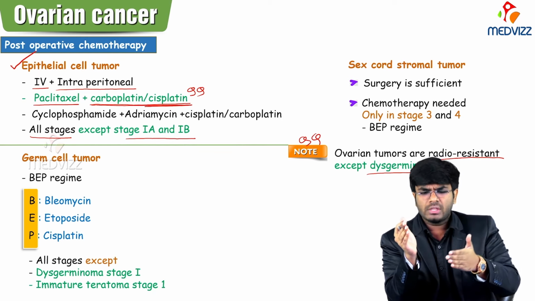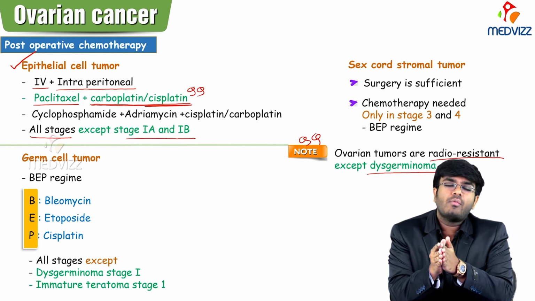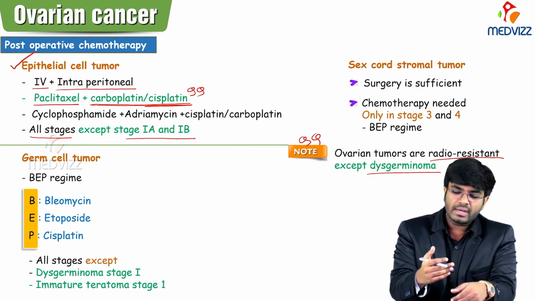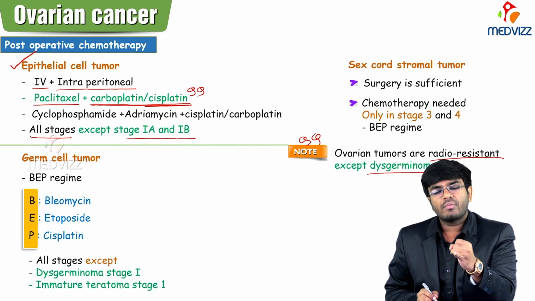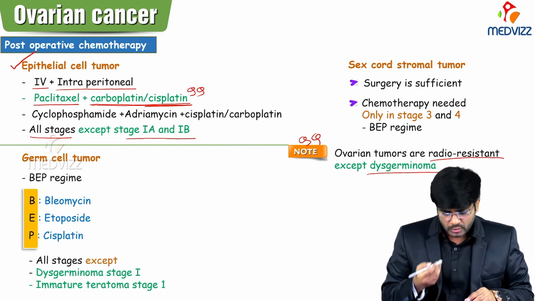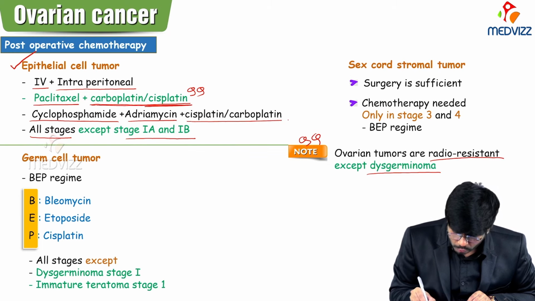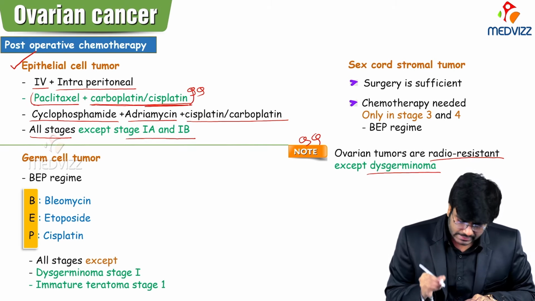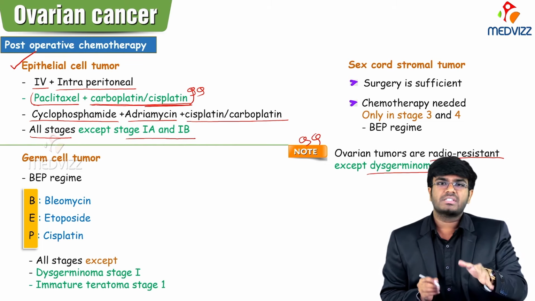The staging is the same for all the ovarian cancers. Except for stage 1A and 1B of epithelial ovarian cancers, you can give this post-operative chemotherapy for all the rest of the stages. So what are we giving? Paclitaxel along with the platin group of drugs, which includes cisplatin and carboplatin. Other than this, you can also give cyclophosphamide, adriamycin and a platin group of drugs. But the best treatment is paclitaxel with the platinum group of drugs. This is the best, and this should be the best answer.